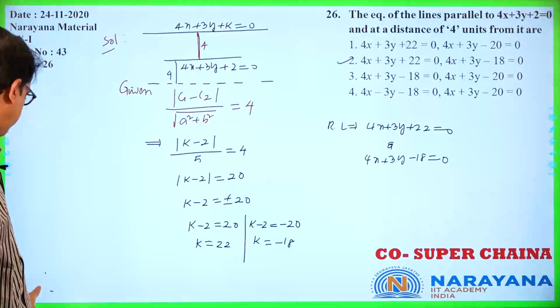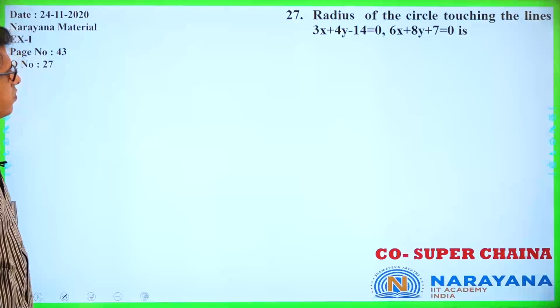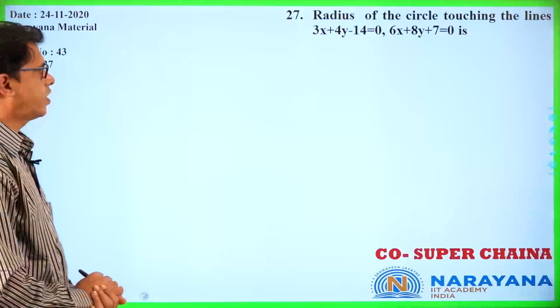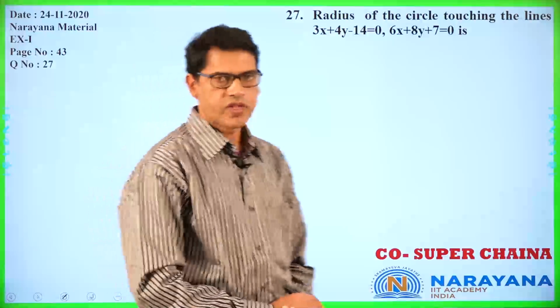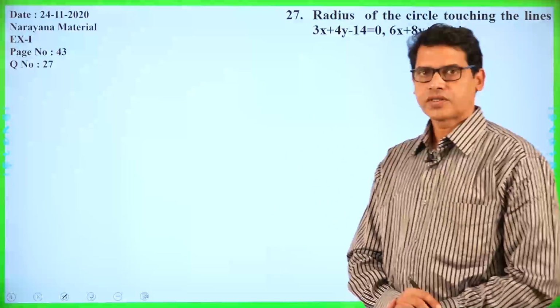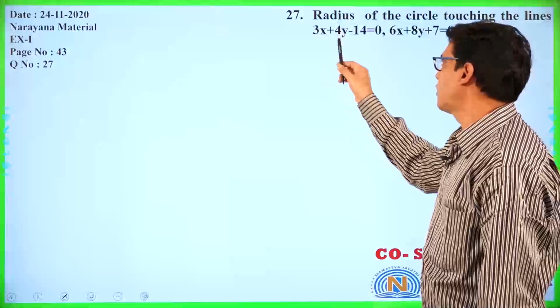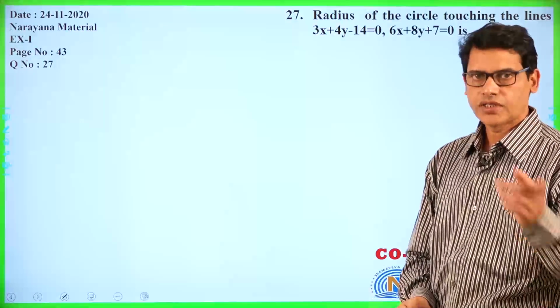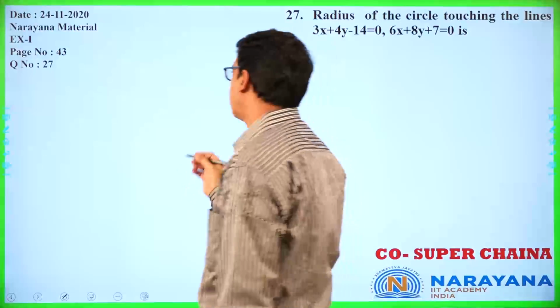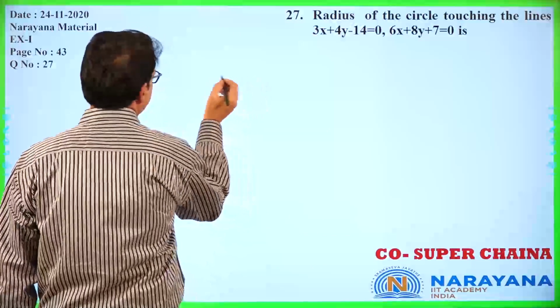Next one, the radius of the circle touching the lines. You observe the lines. What type of lines are they? They are parallel lines. Slopes are equal, minus 3 by 4 and minus 3 by 4. Having the same slopes, the lines are parallel. Say this is the first one. The first one is what? 3x.